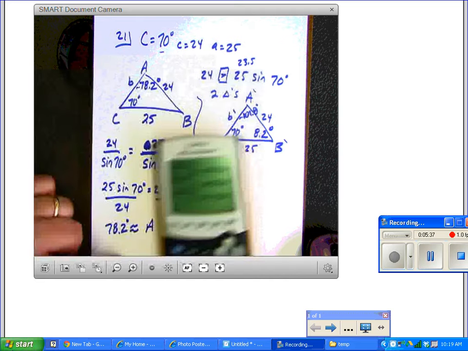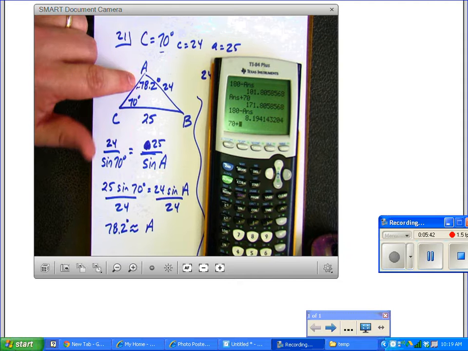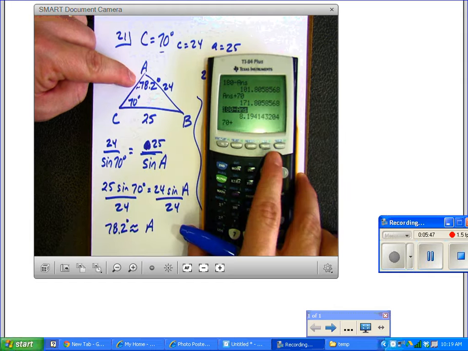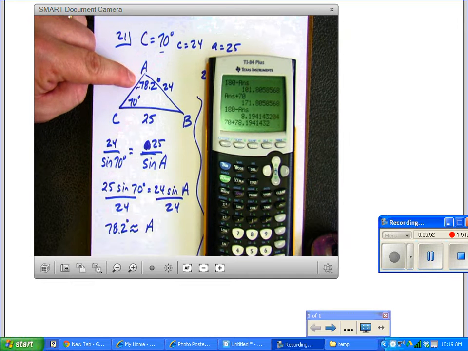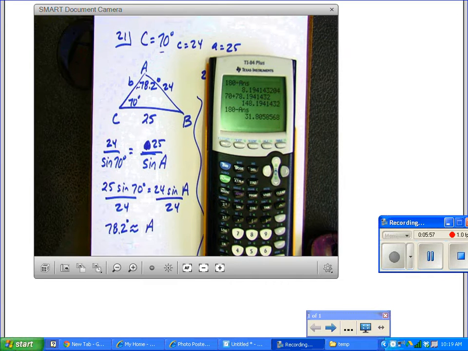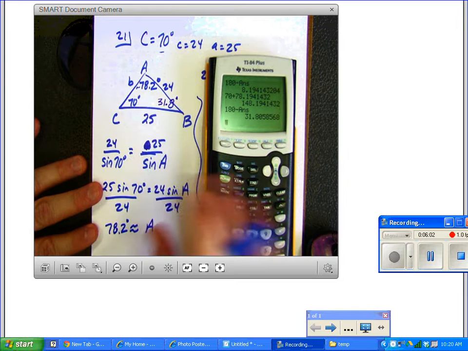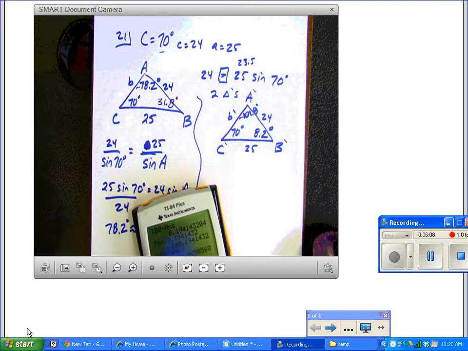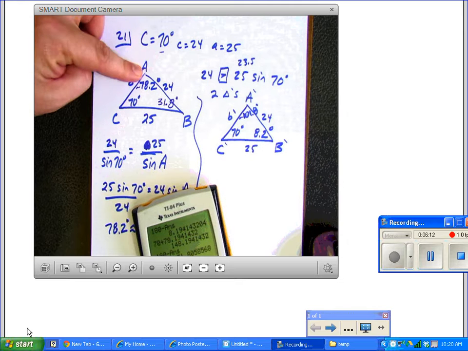Now let's find this one over here. So 70 plus 78.2, I got to find it up there. There it is. Then subtract that from 180. So about 31.8 degrees. You can definitely tell they're not the same. And if I subtracted one from 180, I wouldn't get the other, would I? That's why it's important. The only two angles you can do like that are these two, and it's always the first angle that you find.